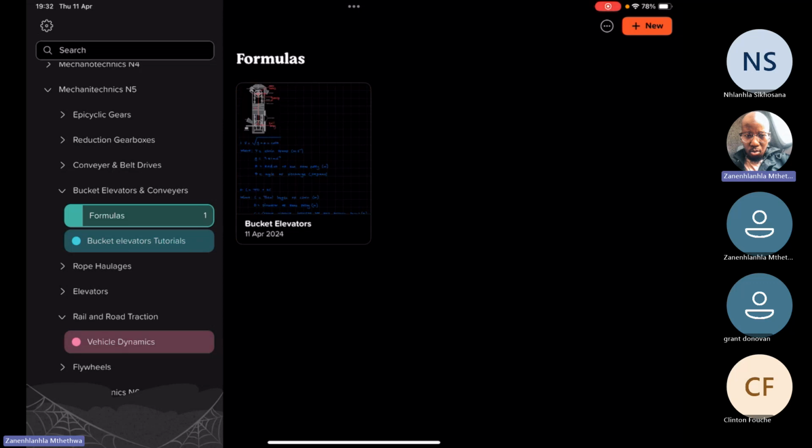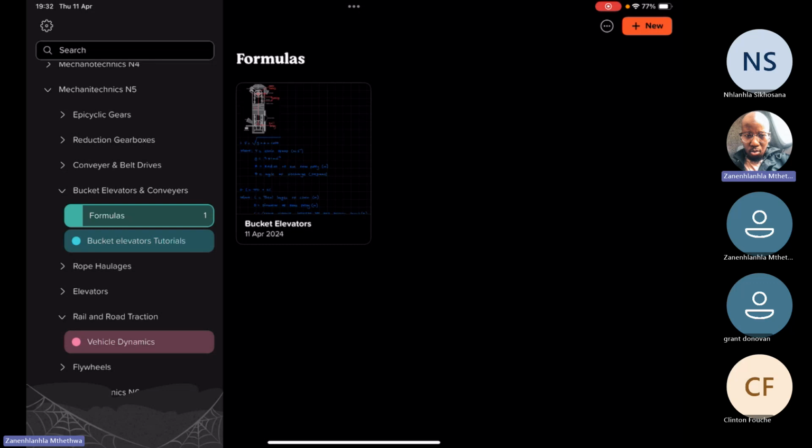Right. So that is it for bucket elevators. I believe those are all the formulas that you can expect to use for bucket elevators. So it's a matter of being able to tell what exactly you've been asked to calculate. If you're able to understand that, then you'll be fine with bucket elevators. Very easy. Probably the easiest in Mechanotechnology N5.